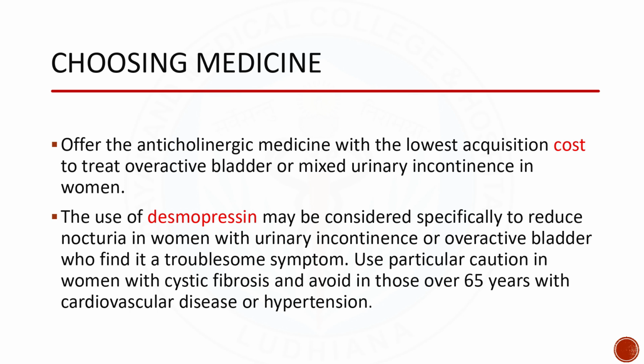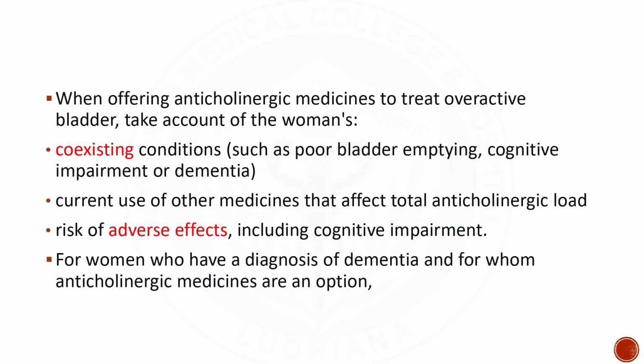And desmopressin is a reserved drug which is given only to patients if there is nocturia, overactive bladder, but keep in mind the other conditions, cystic fibrosis and her age, the cognitive functions, the hypertension. So before giving any drugs, rule out the contraindications and then start the therapy.